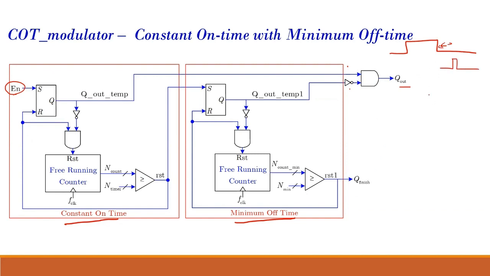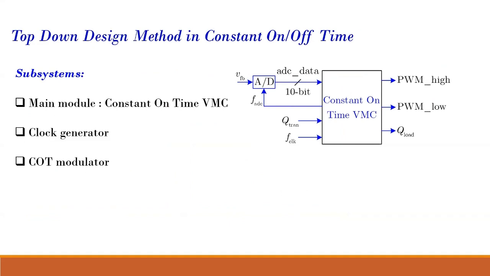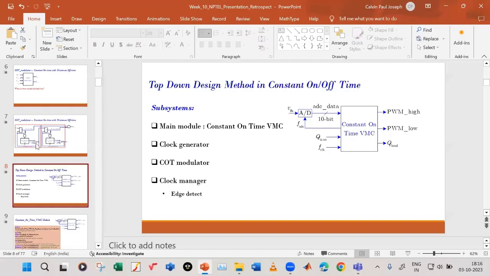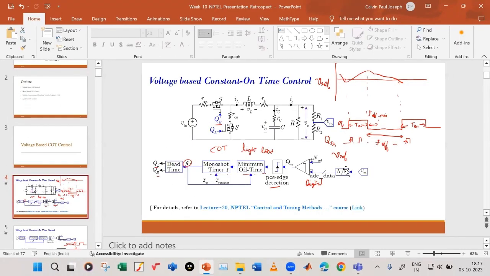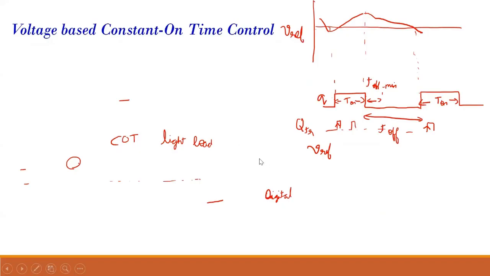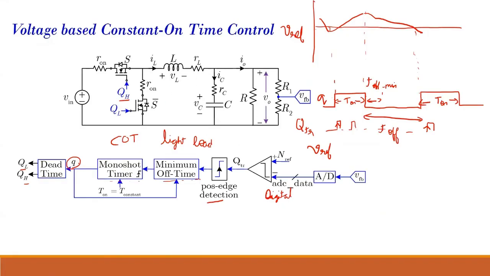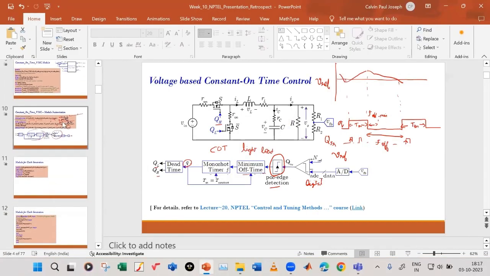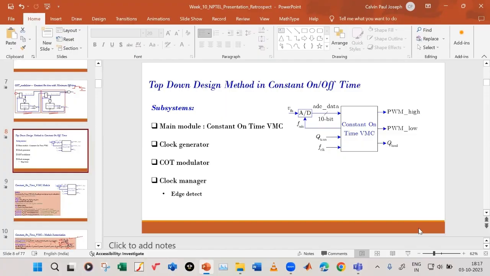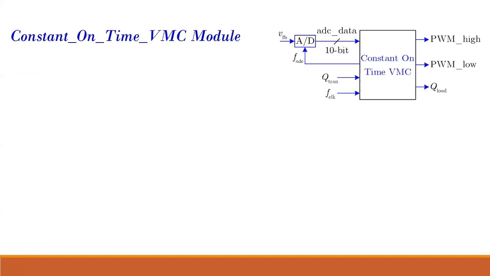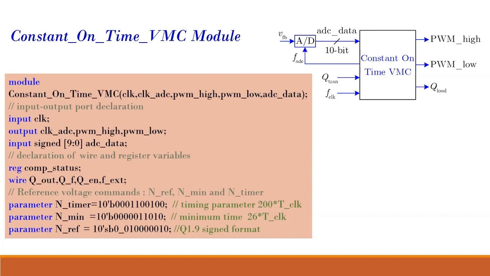So there's a clock generator module, the constant on time modulator, etc. Also a clock manager. We want to implement this edge detection. If you see over here, we have this edge detector, for positive edge detection. To implement this, we have an edge detection circuit, which is there in the clock manager. Okay, so now we will go to the main module.